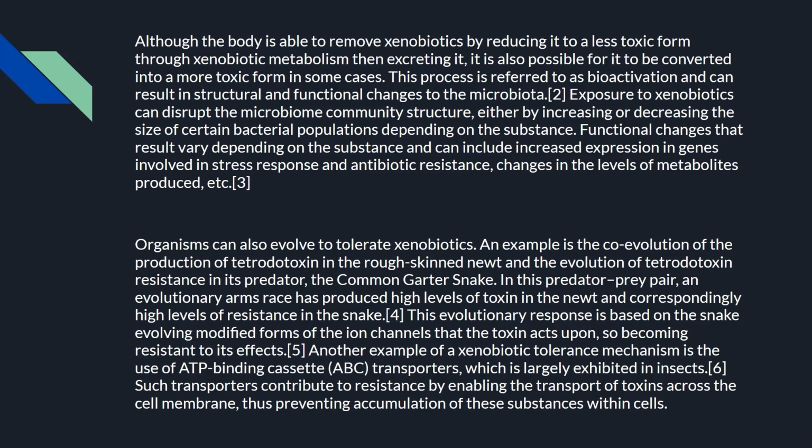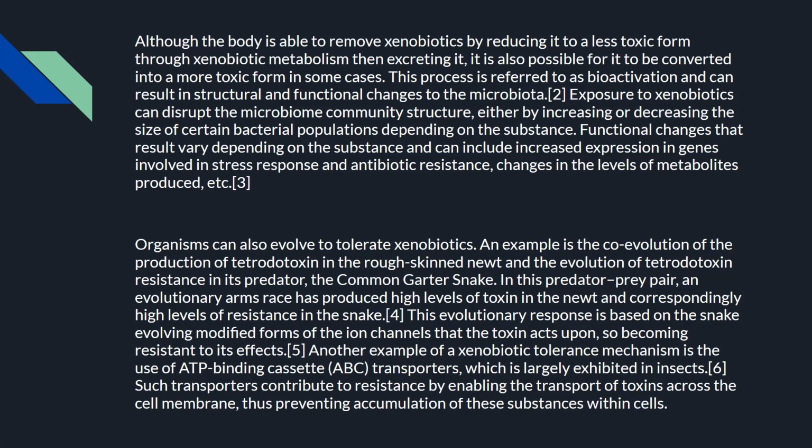An example is the co-evolution of the production of tetrodotoxin in the rough-skinned newt and the evolution of tetrodotoxin resistance in its predator, the common garter snake. In this predator-prey pair, an evolutionary arms race has produced high levels of toxin in the newt and correspondingly high levels of resistance in the snake. The evolutionary response is based on the snake evolving modified forms of the ion channels that the toxin acts upon, so becoming resistant to its effects.